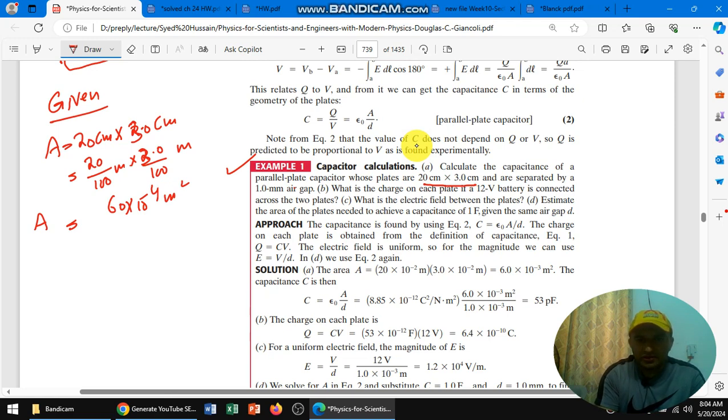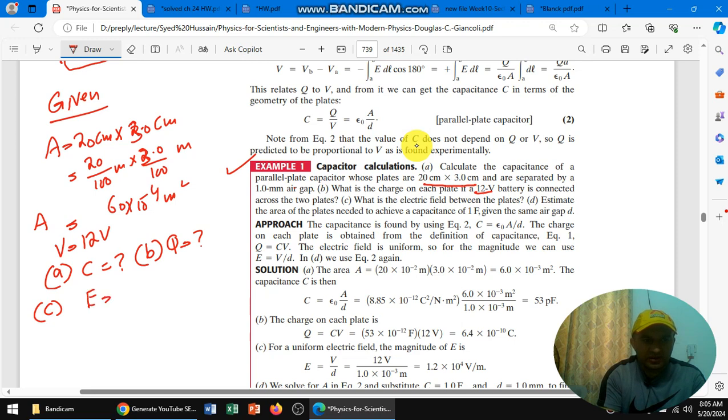Other information is that the potential V is 12 volt, and we also find the electric field. In part A we calculate the capacitance of the parallel plate capacitor. In part B we have to find the charge on the capacitor. In part C we have to find the electric field intensity between the capacitor plates, and in part D we have to find the area A of the plates.